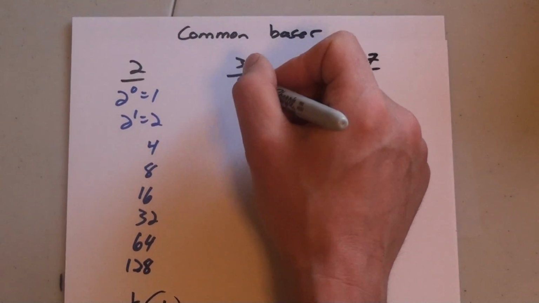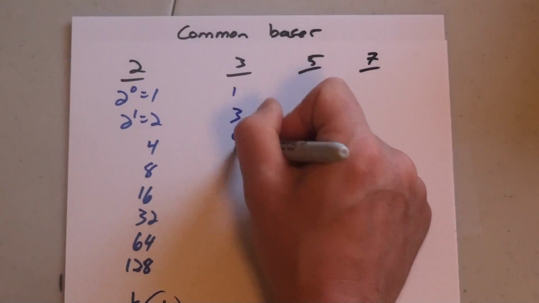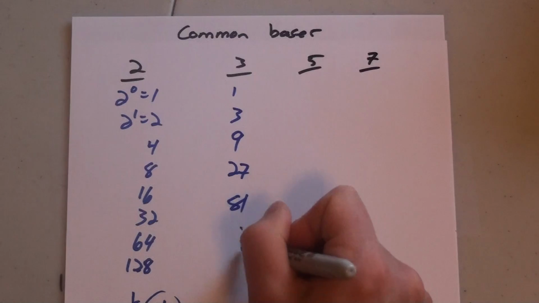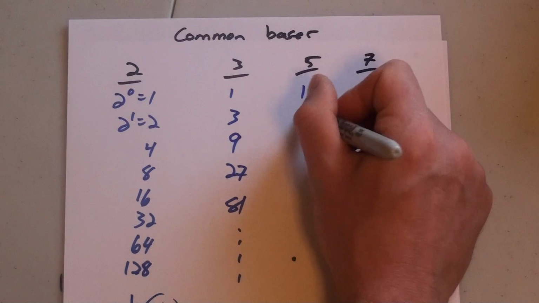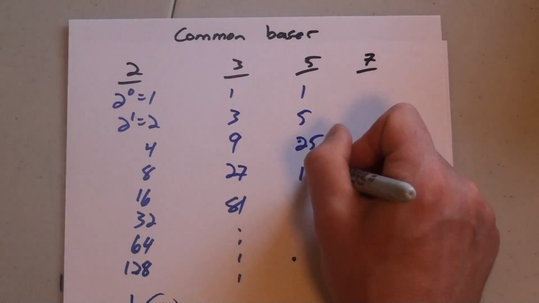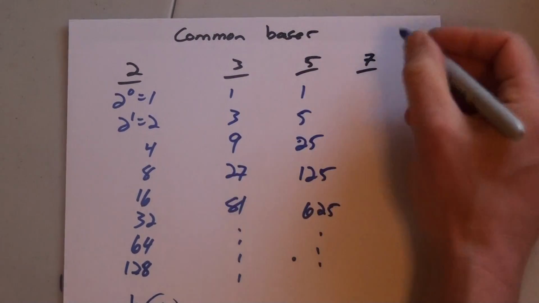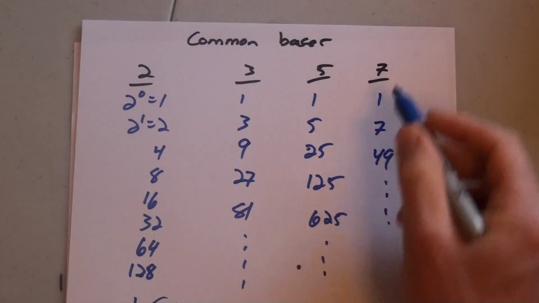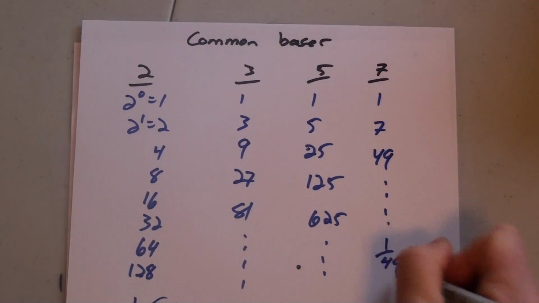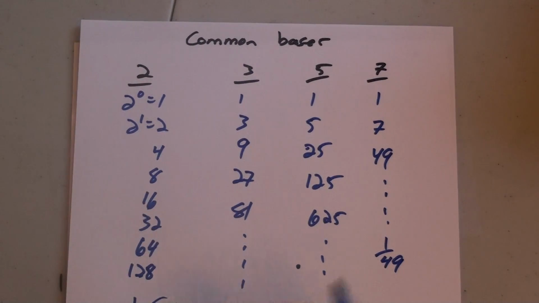Same as the common base 3. So you'd have 1 for 3 to the exponent of 0, then you have 3, 9, 27, 81, and so on. Okay, same as 5s. And 1, because 5 to the exponent of 0 is 1, then you do 5, 25, 125, 625, and so on. 7s are often used. So 1, 7, 49, or 1 over 49. That is a power of 7 as well. Okay, so if you can recognize some of the simple ones, then you can use it without a calculator. If you can't, then you use logarithms.